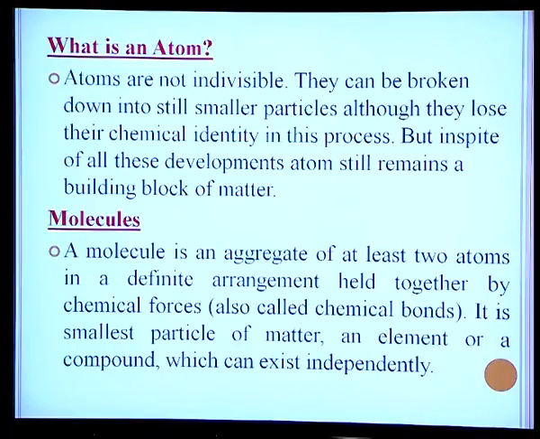Now, how do you explain molecules? A molecule is an aggregate of at least 2 atoms in a definite arrangement held together by chemical forces called, you simply say, chemical bonds. It is the smallest particle of matter, an element or a compound, which can exist independently. So, we can differentiate between atom and molecule in a simple way.